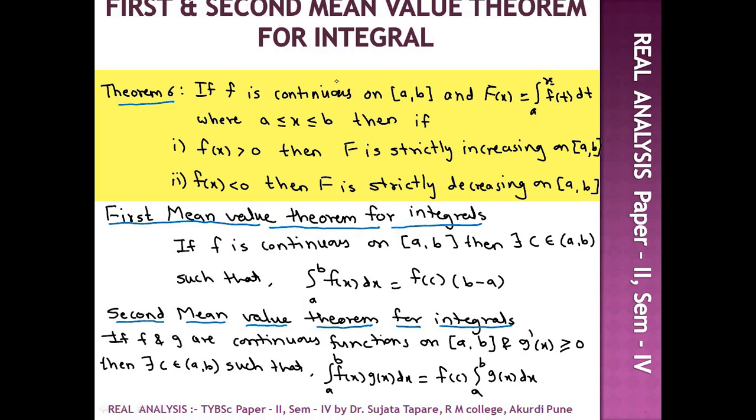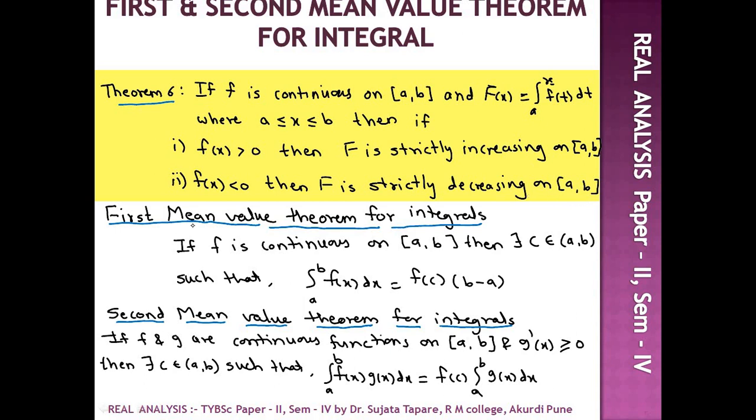We go for mean value theorems for integrals. Before that, let us state one theorem. If f is continuous on closed interval [a,b] and F(x) is equal to integration a to x f(t) dt, and if f(x) is greater than 0, then F is strictly increasing on closed interval [a,b], and if f(x) is less than 0, then F is strictly decreasing on closed interval [a,b].